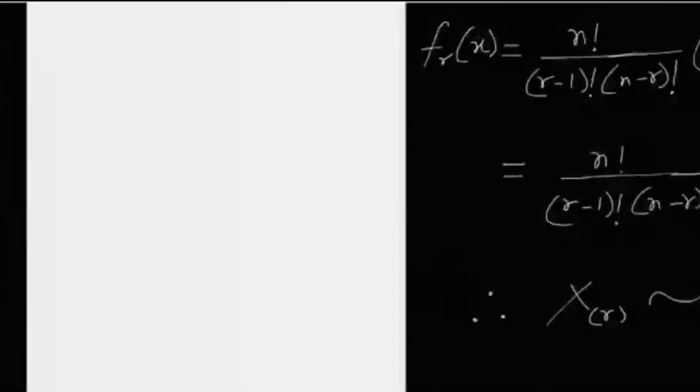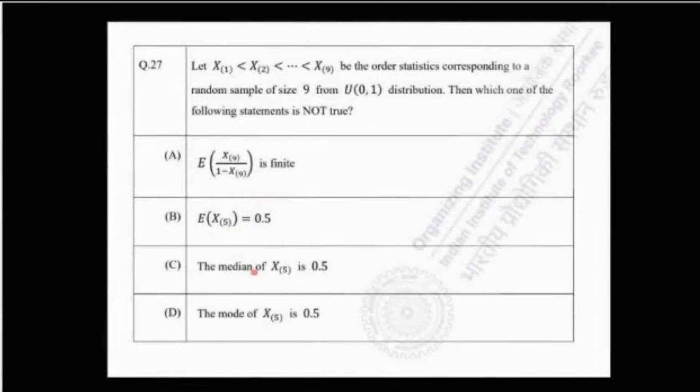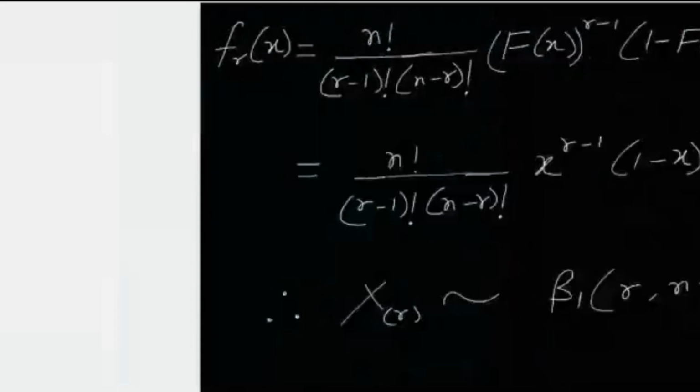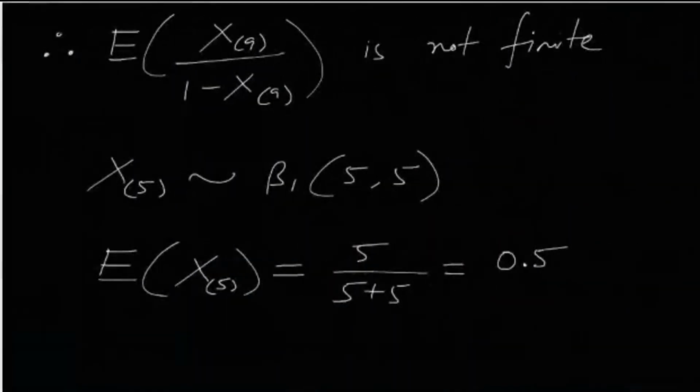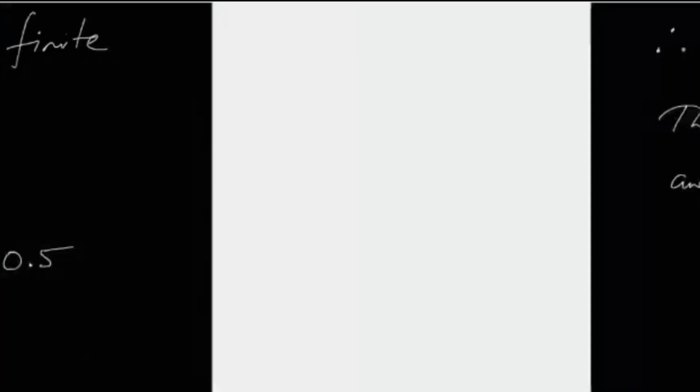We're asked to find the expectation of X order 5, the median, and the mode. So let us focus on X order 5. X order 5 follows beta 1 with 5 and 5. So the expectation of X order 5 is 5 by 5 plus 5, which is 0.5. It is true, obviously, and that is what is given in option B, the expectation of X order 5.